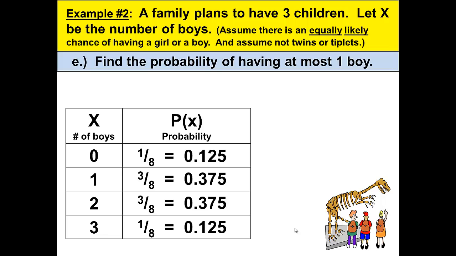Next, we'll look at part E. Find the probability of having at most one boy.